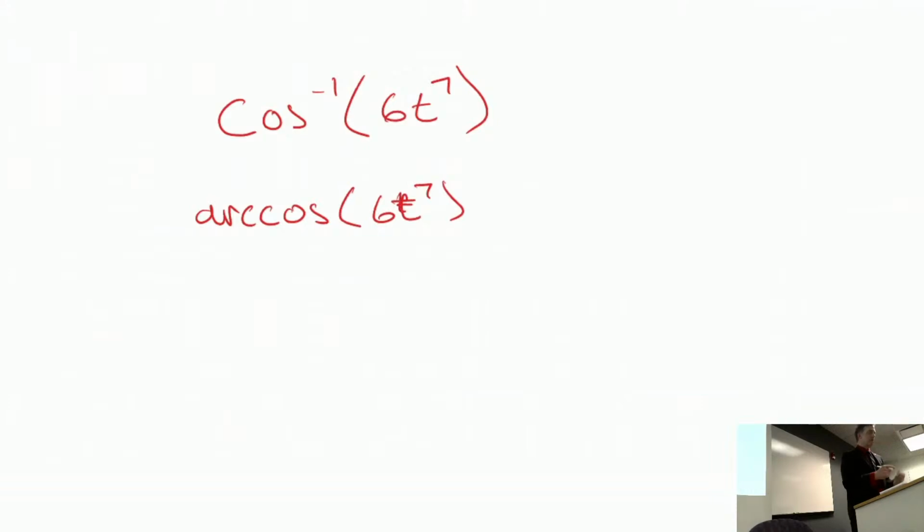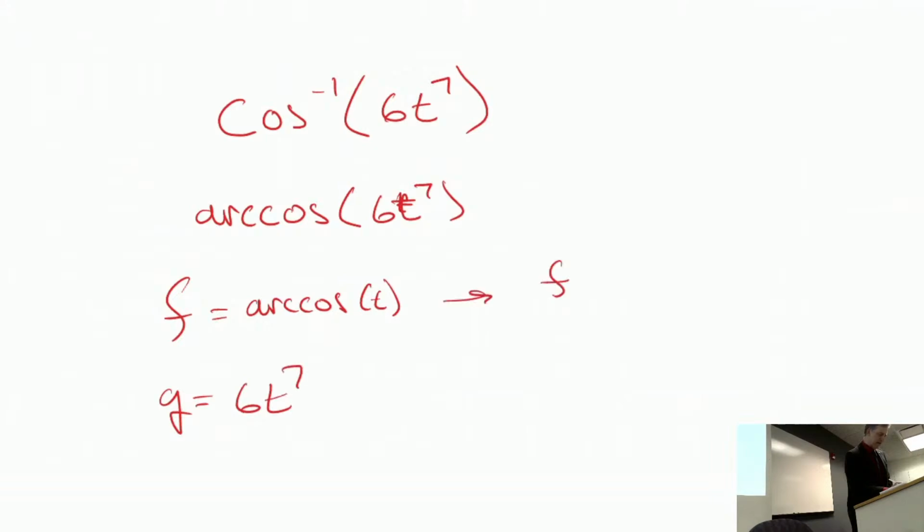So there's a rule. It's either going to be the quotient rule, the product rule, or the chain rule. And it's not the product rule, so it is the chain rule, because you have one function evaluated at another. Let me write this down. f is arc cosine, and then g is 6t to the 7th. And then f prime is -1 over the square root of 1 minus t squared.